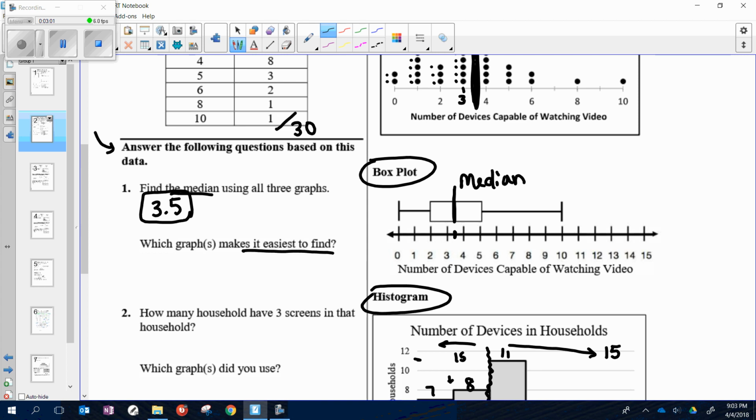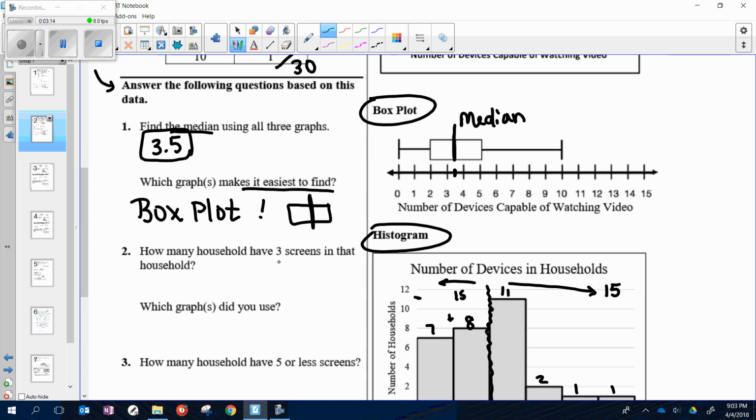Which graph was easiest to find? I would definitely have to say that was the box plot. There's a line right there for you, right between the 2 boxes. How many households have 3 screens in that household?